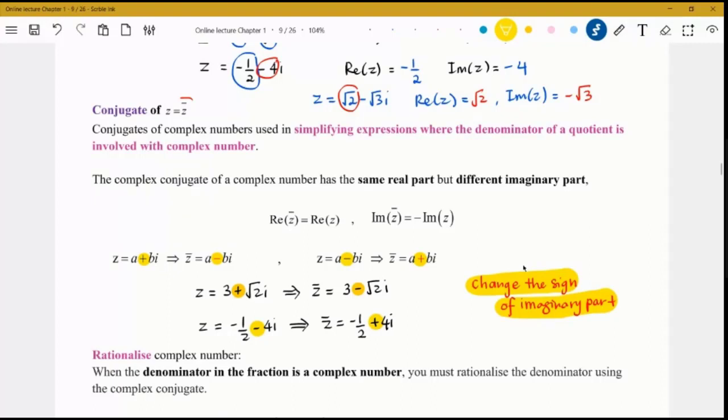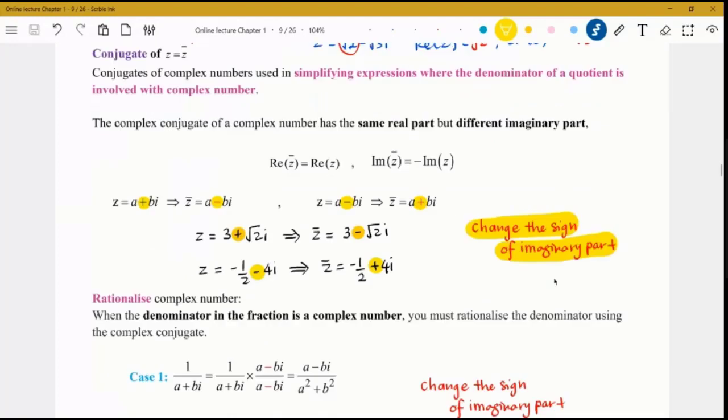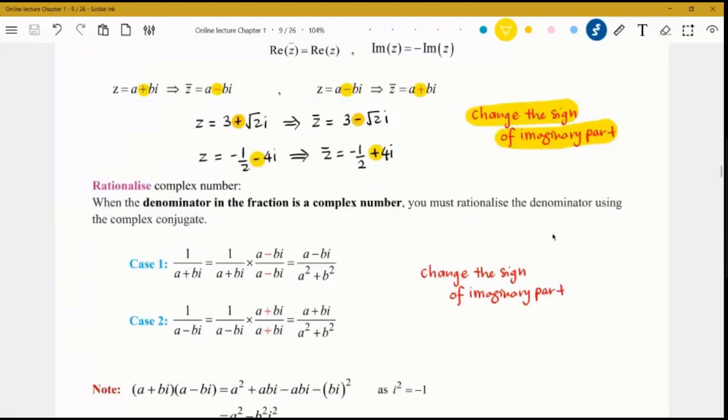Okay, so bila kita dah tahu macam mana nak cari conjugate, baru kita akan masuk pada bahagian rationalize. So rationalize macam saya cakap tadi, pada bahagian denominator, pada bahagian bawah ni tak boleh ada complex number. So kalau ada complex number, you have to rationalize. So nak rationalize, kamu perlu darab dengan conjugate.